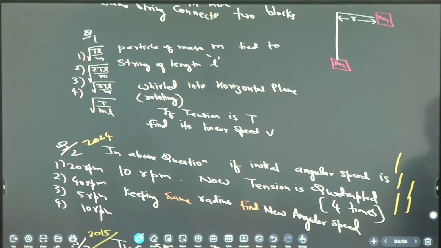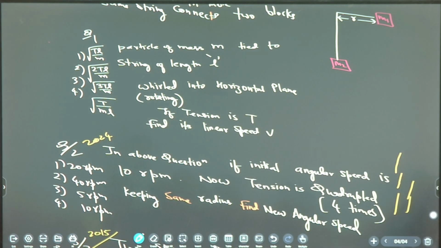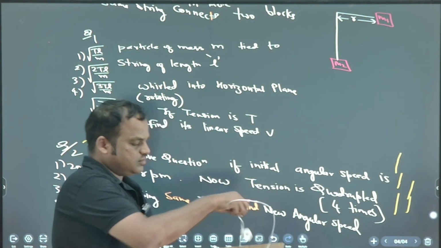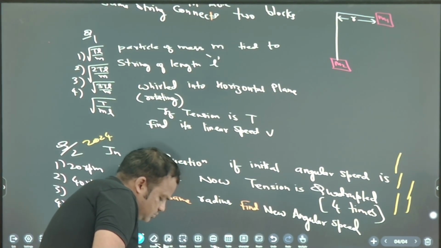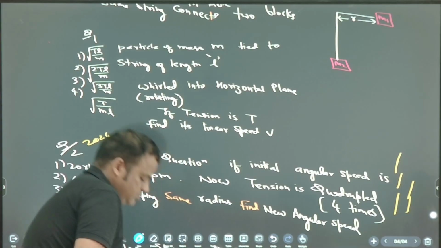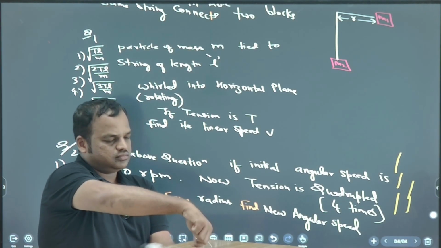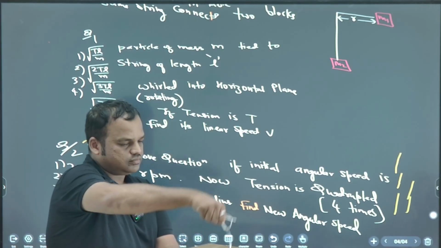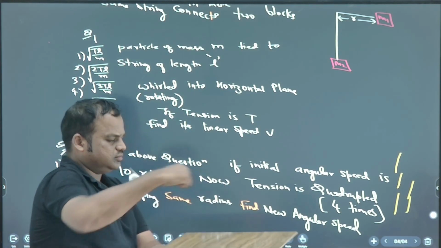Okay, fine. So this table question, table is there. Horizontal circular motion like this, okay, like this. This is horizontal circular motion, correct? Horizontal circular motion.